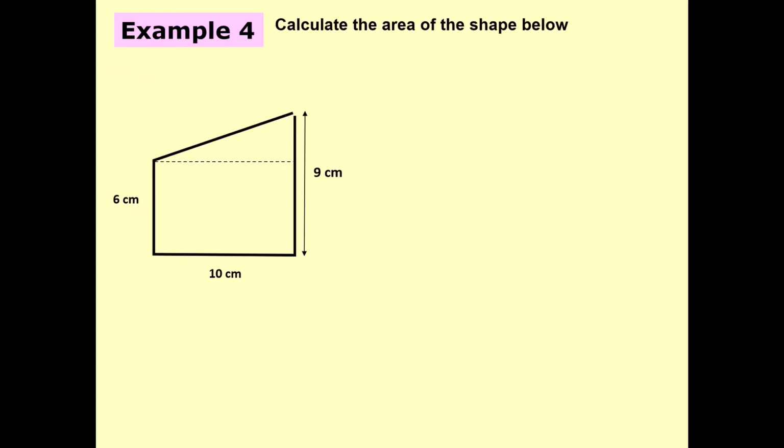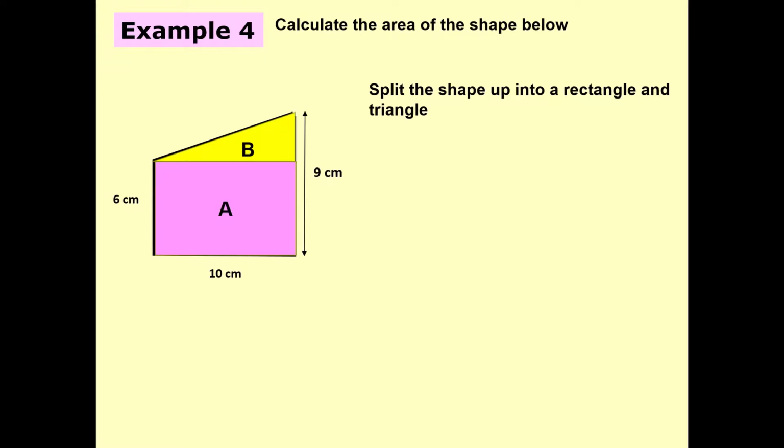Okay, so before we were looking at composite shapes that just required you to break the shape up into rectangles, but you could have other shapes. Let's look at this one here. If we were to calculate the area of this shape, we are going to split it up into a rectangle and a triangle. So we've got A as a rectangle, B as our triangle. So we need to calculate the area of both of these first.